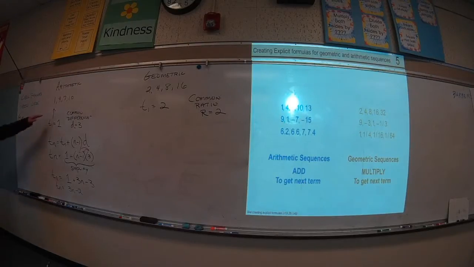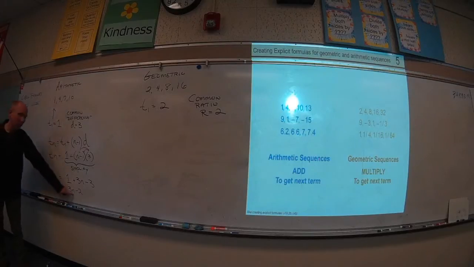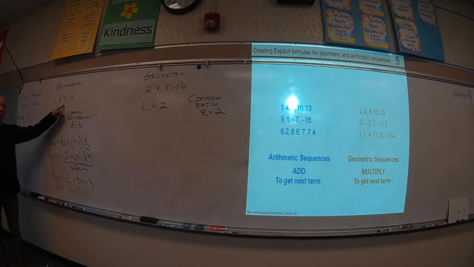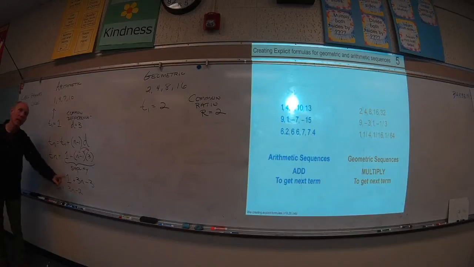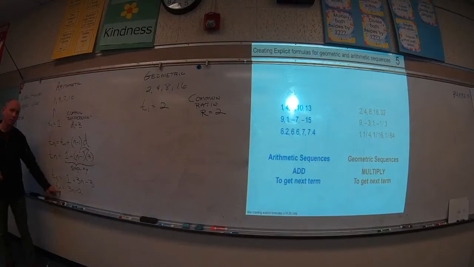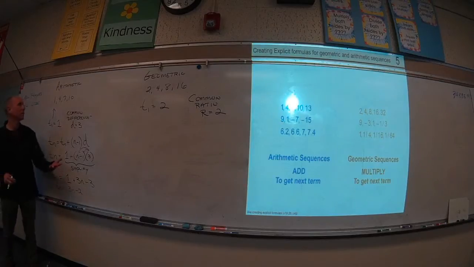So Jackson, if I plug a 3 in, what should come out? 7. 7, let's see if it works. 3 times 3 is 9, minus 2, 7. So the n is what t sub is. If I want to find the first term, I plug in a 1, and that's going to find me t sub 1. If I want the fourth term, I plug in a 4, and that's going to find me t sub 4. T sub 4 is 10.